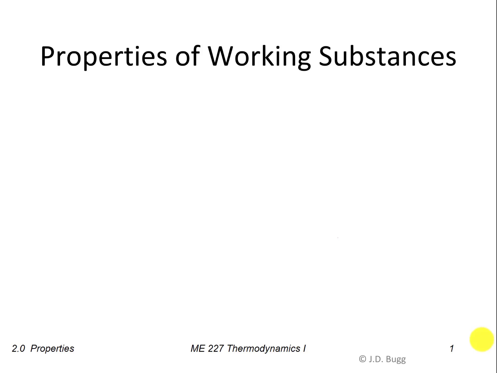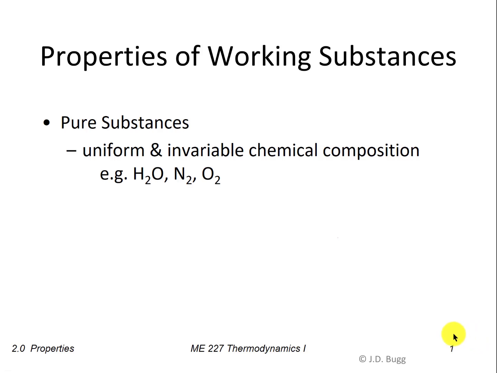So first of all, we're going to define the scope a little bit here. The types of substances that we're going to look at in this class are called pure substances. That means they have uniform and invariable chemical composition. So some examples of that would be water, nitrogen, oxygen. So that means as you move around in the system, the substance is exactly the same. So there aren't different substances in different parts of the system. So that's the uniform chemical composition. Invariable means it's not changing. So that means we're not looking at things like combustion. So whatever the substance is at the beginning of the process goes through a process, it's the same at the end. Also, we're going to look at simple compressible systems.